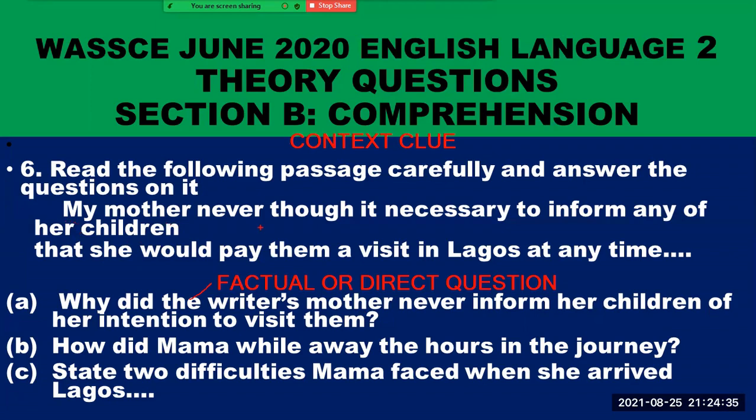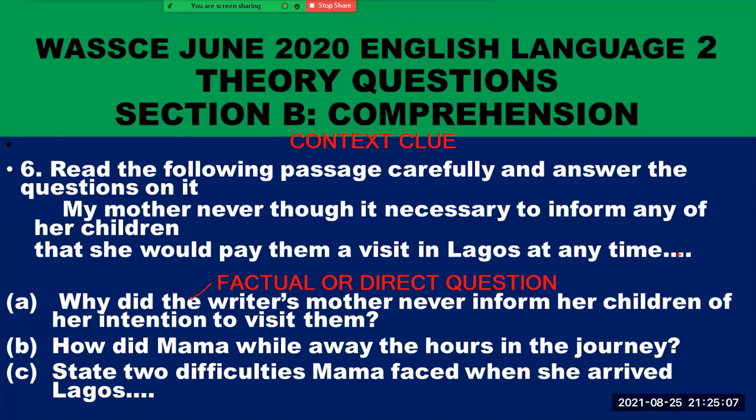My mother never thought it necessary to inform any of her children that she would pay them a visit at any time. You see? So that is exactly the way it is. Now, when you read the passage, you discover that the writer's mother assumed that none of her children would refuse to welcome her to their house. So she never bothered to inform them.